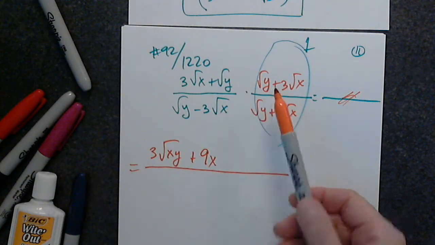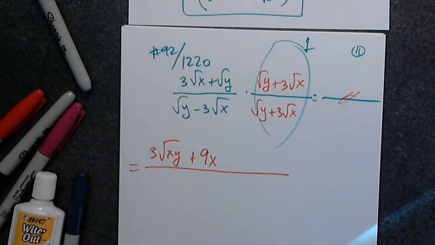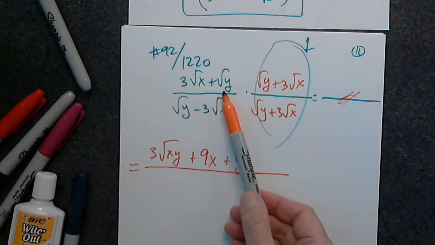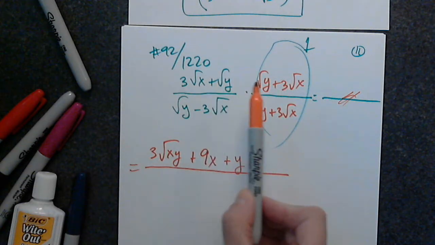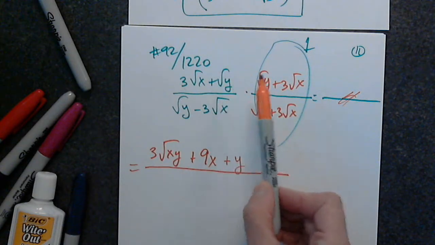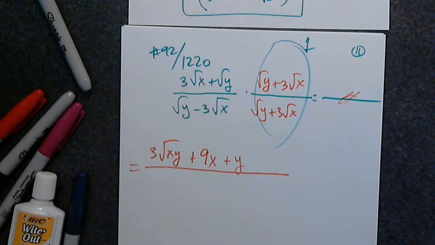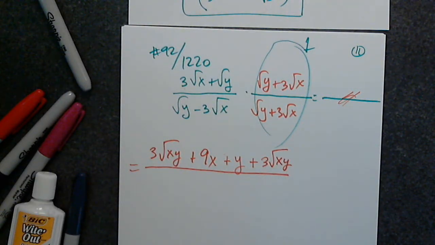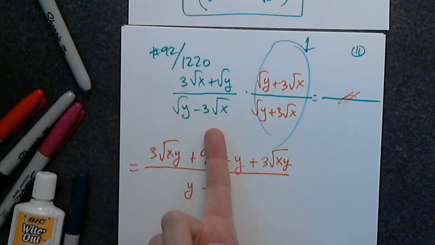Okay, the square root of y times the square root of y now. Very good. Finally, the square root of y, I should say 1 times 3 times the square root of y times the square root of x. 3 the square root of xy. Perfect. And now the denominator. The denominator is easy because I'm using a formula. The first term squared. Very good. Minus the second term squared.